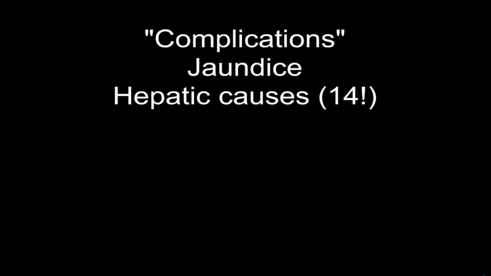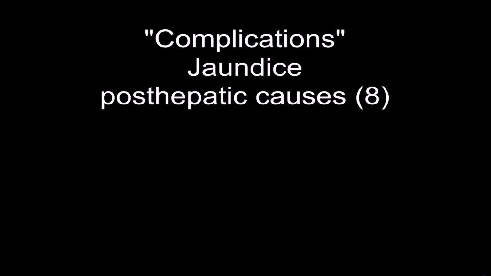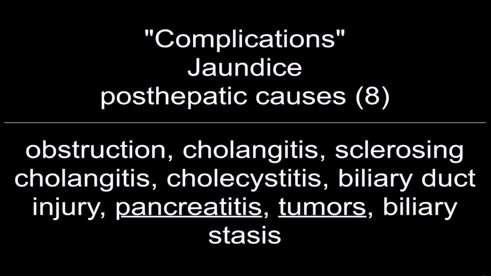What are some hepatic causes of jaundice? Drugs, hypotension, hypoxia, sepsis, hepatitis, inflammation from adjacent pneumonia, cirrhosis, right-sided heart failure, abscess, Budd-Chiari syndrome, Gilbert syndrome, Crigler-Najjar, Dubin-Johnson, fatty infiltrate, and total parenteral nutrition. What are some post-hepatic causes of jaundice? Obstruction, cholangitis, sclerosing cholangitis, cholecystitis, biliary duct injury, pancreatitis, tumors, and biliary stasis.